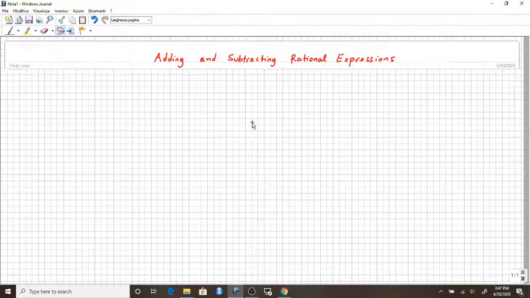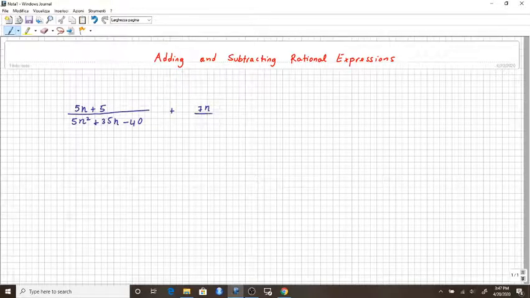Okay, let's see something a little bit more challenging. Alright, so here we have 5n plus 5, all divided by 5n squared plus 35n minus 40. And we need to add this with 7n divided by 3n.